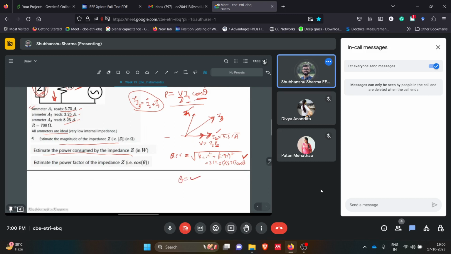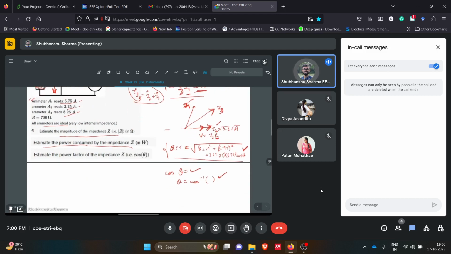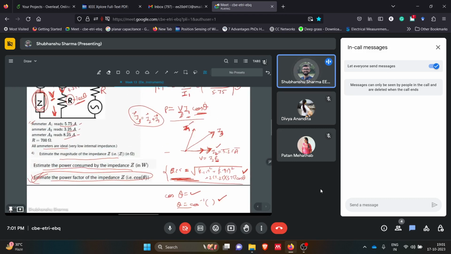That will be some value. I'm not calculating it here, but that is the approach. Theta will be cos inverse of that value. You will get theta also, but we only need cos theta. So the power factor we just calculated from this formula. The power consumed will be what? This is the formula. We know Vz, we know I1, and we know cos theta. So we can get the power also.